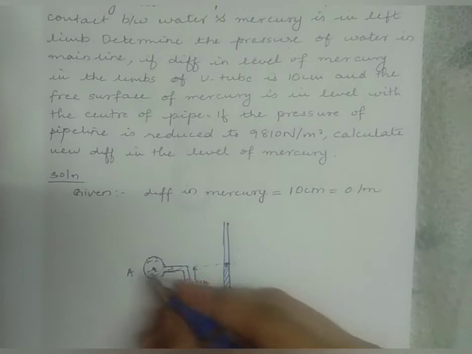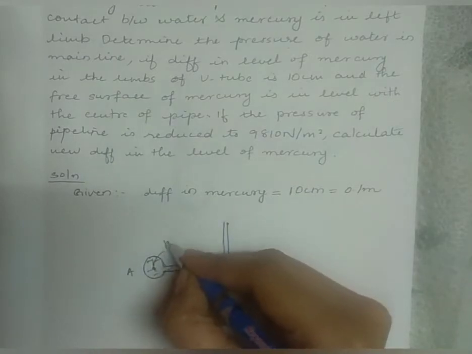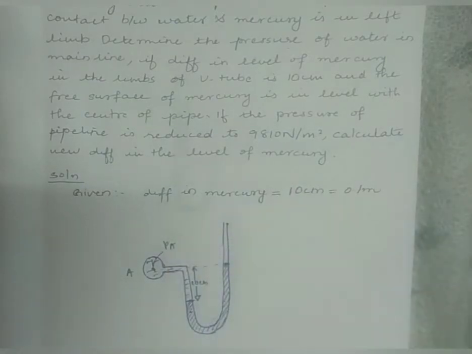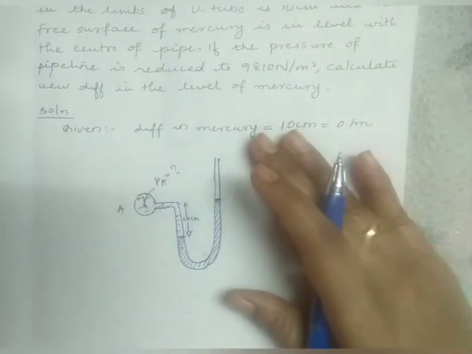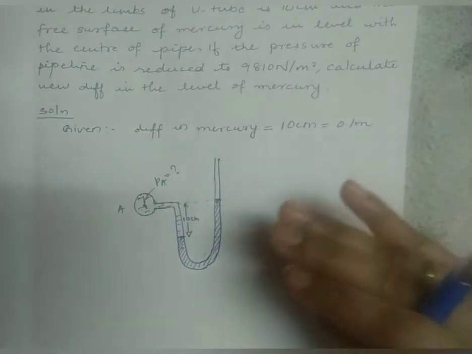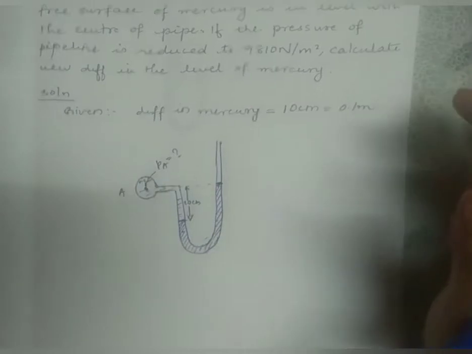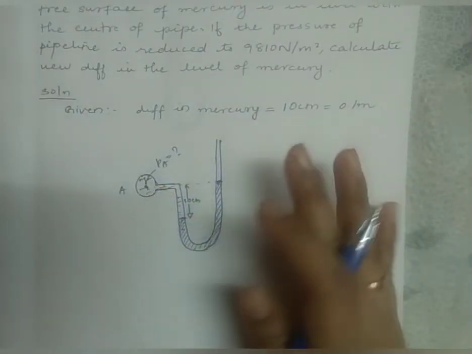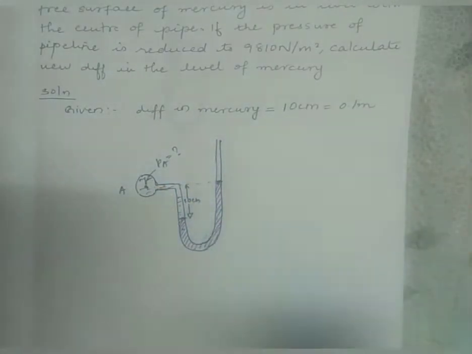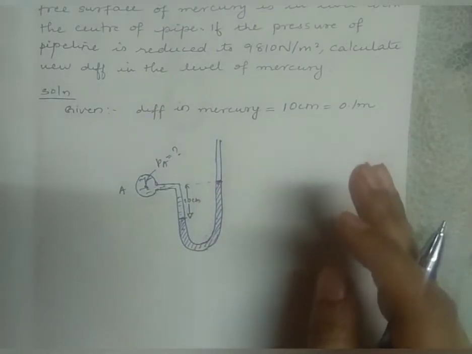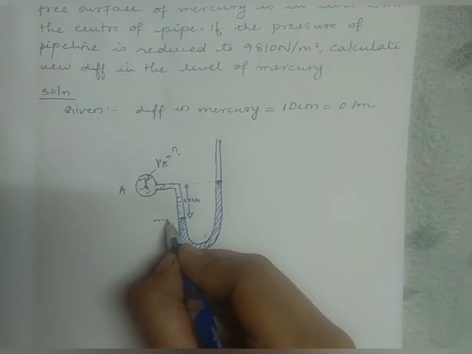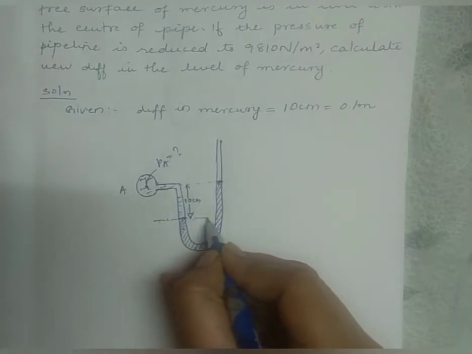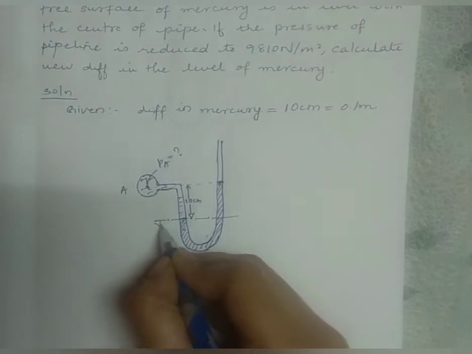Now you just have to find out the pressure at point A. PA you have to find out. That is the question. This is a very easy problem. Once you have drawn the figure, it is very easy to solve this type of problem. So how to find PA? The first thing you have to remember is that you first have to draw a datum line. Here is my position of the datum line. Let it be XX.